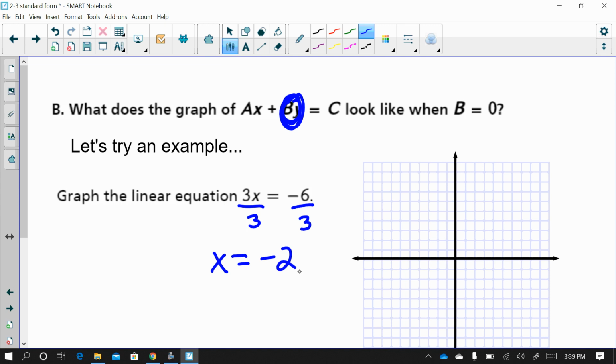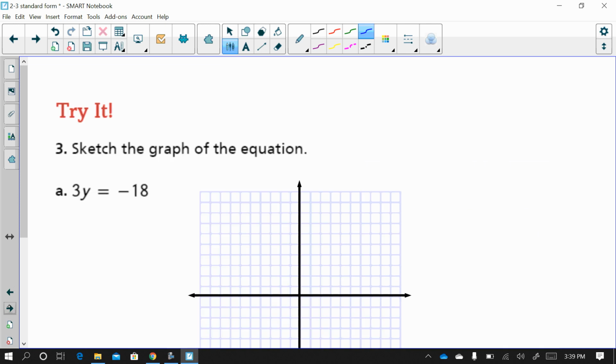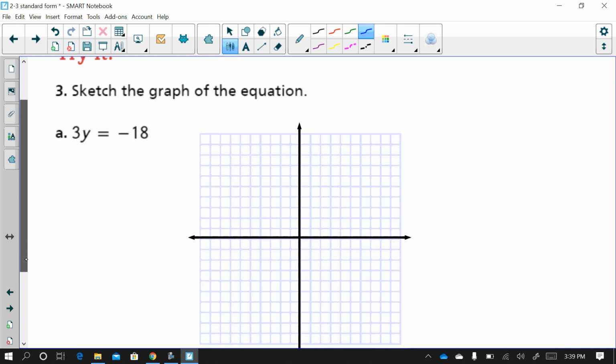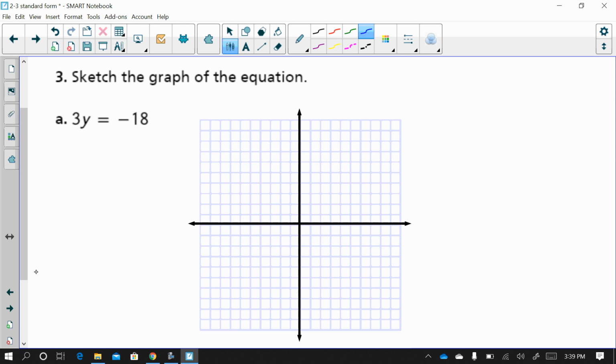I just had a Hoy line. This is probably going to be a Vux line. x equals a number. So go to the x-axis and go to negative 2. And V stands for vertical. So it's just a vertical line straight up and down through here. That's all it is. Okay, your turn to pause the video and make sure you understand how to do these.